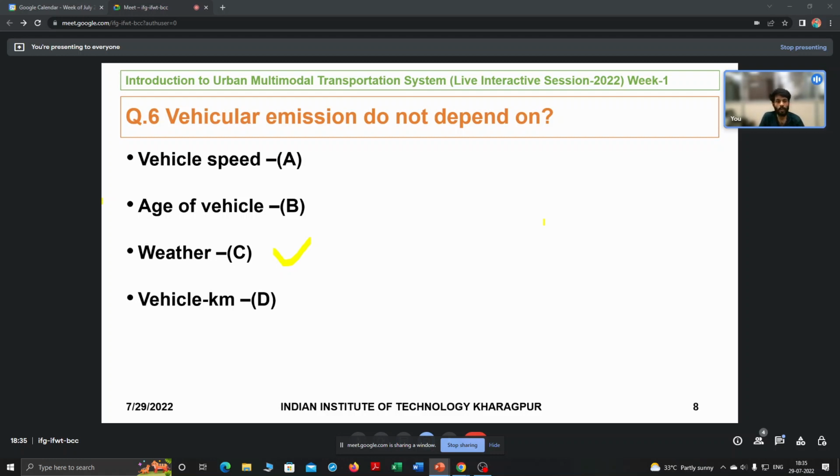And then vehicle kilometers: if you travel more, your emission will be more. And then weather. Here vehicular emission means tailpipe emissions, right? So for whatever emissions come from the tailpipe of that particular vehicle, weather has no effect, other than sometimes in winter there is a cold start problem, but we can neglect that because it is negligible. So the answer would be C, vehicular emissions do not depend on weather.